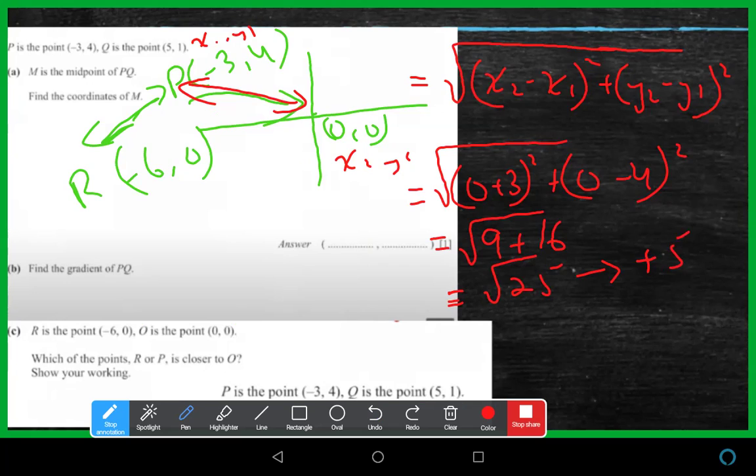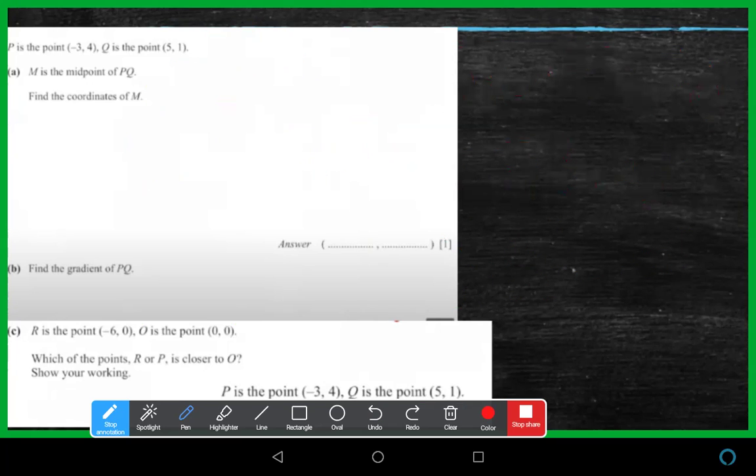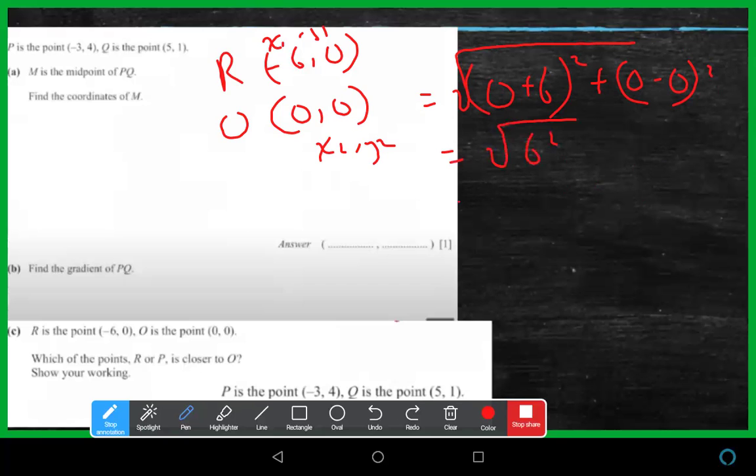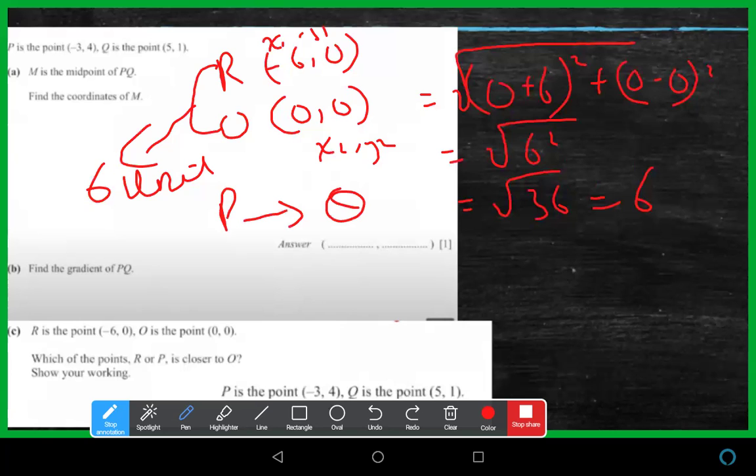Remember that. Now I will find the distance between R and O. The value of R is minus 6 comma 0 and O is 0 comma 0. This is x1 and y1, and this will be x2 and y2. So I'm just doing it quickly: 0 plus 6, and this will be 0 minus 0, and it becomes 6 squared. 6 squared is 36, and the root is 6. So the distance between R and O is 6 units, and the distance between P and O is 5 units.